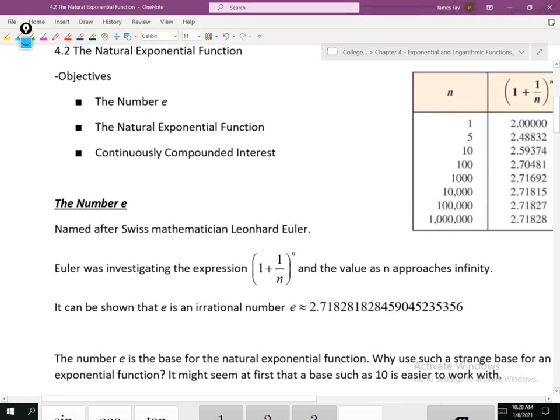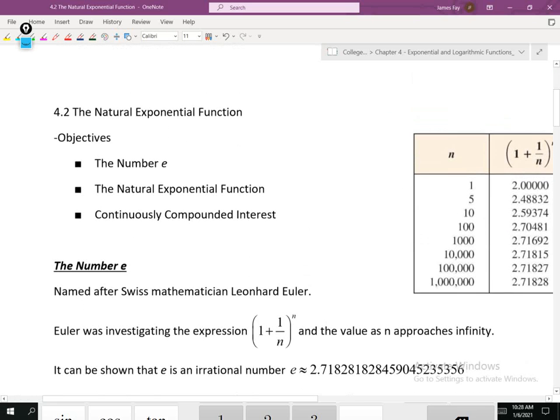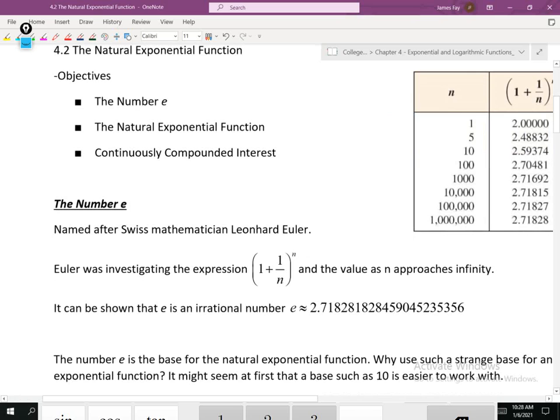But 4.2 is talking about the natural exponential function. It's still a to the x. It's still an exponential function like 2^x, 3^x, 4^x, 5^x, 50^x. But it's going to be a special one. It's a different base. Okay?